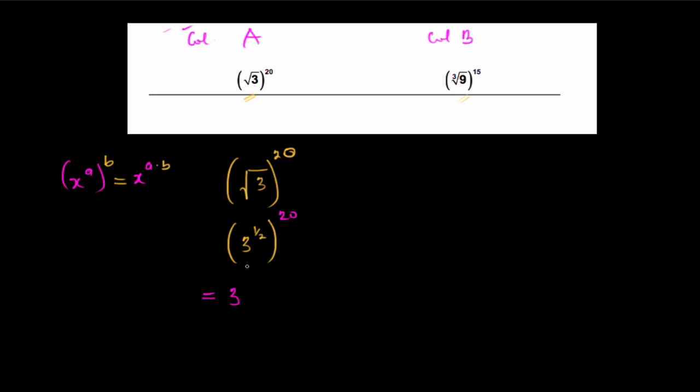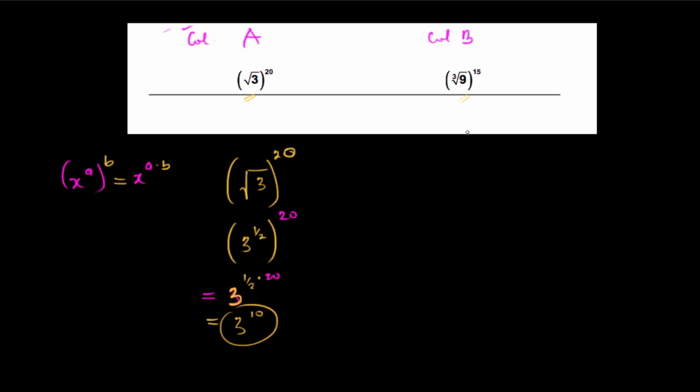So it's going to be half times 20. Let's make the whole thing appropriate: 2 in 20 is 10. So what you obtain here is going to be 3 to the power 10. This is our solution for this. It has been broken down to its simplest form.